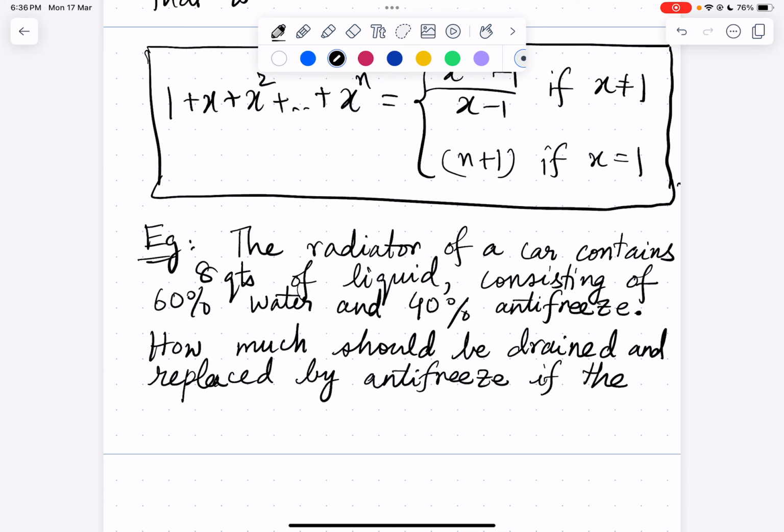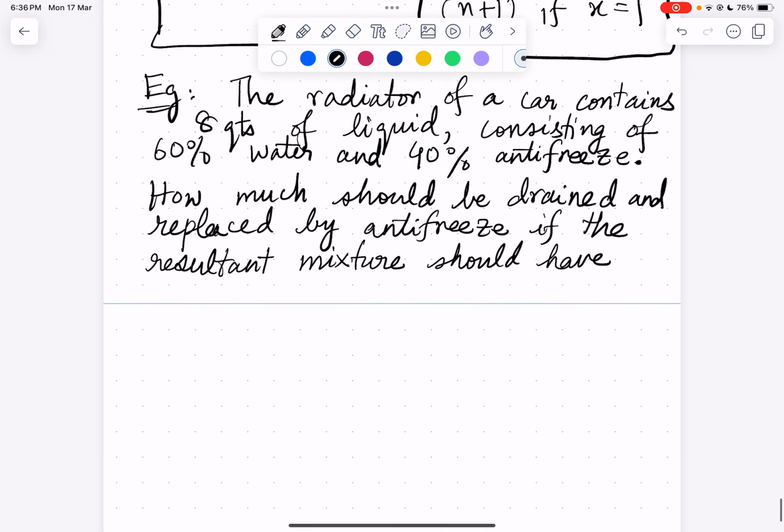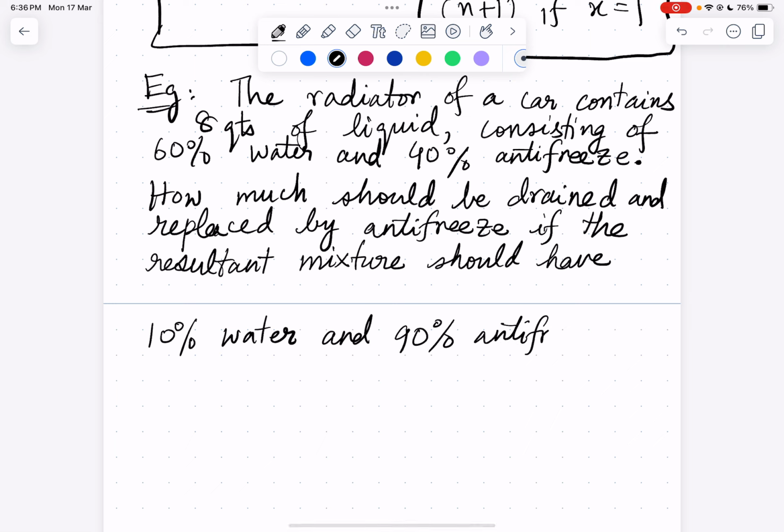If the resultant mixture should have 10% water and 90% antifreeze. So the radiator of a car consists of 8 quarts of liquid, and in that 8 quarts 60% is water and 40% is antifreeze.